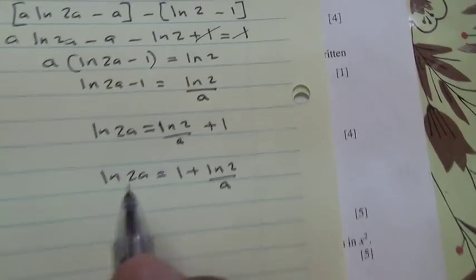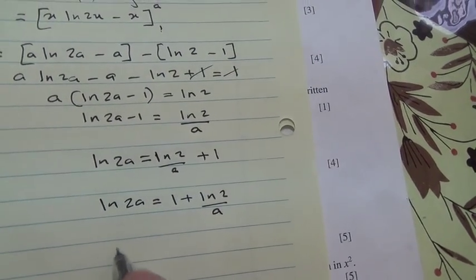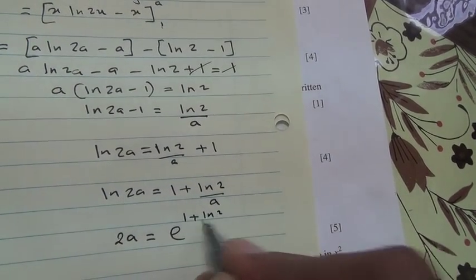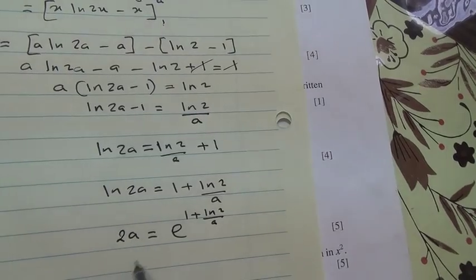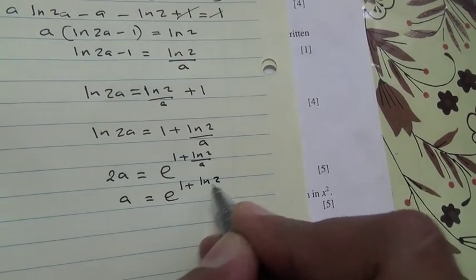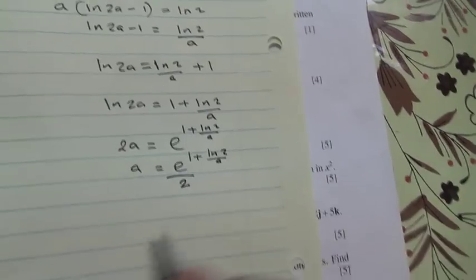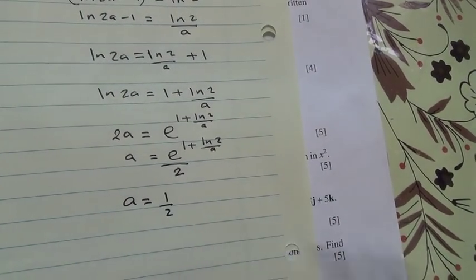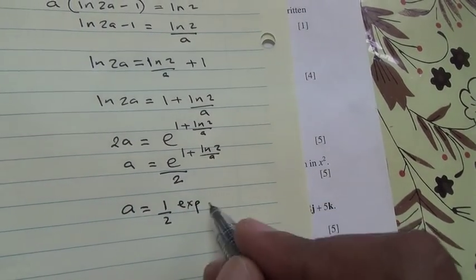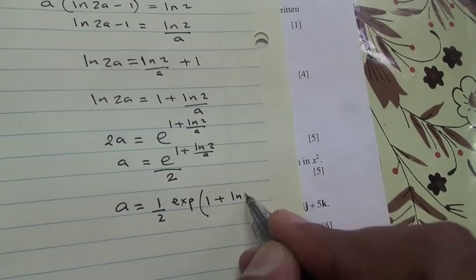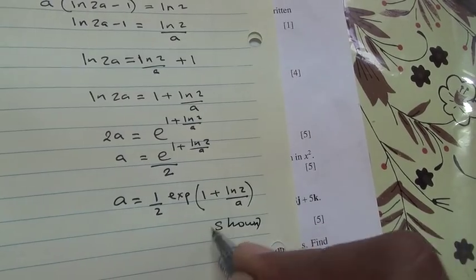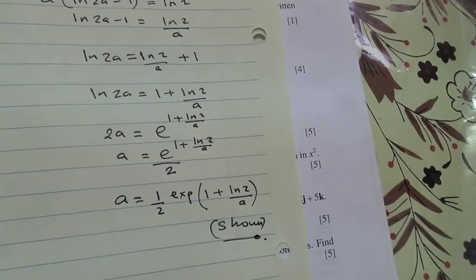And if you take out the natural logarithm, you're going to end up with 2a is equal to the exponential of 1 plus ln 2 over a, and take a as the exponential of 1 plus ln 2 over a all divided by 2. This is a is equal to half of the exponential to the power of 1 plus ln 2 over a, and this has been shown. Here we are, first part of the question.